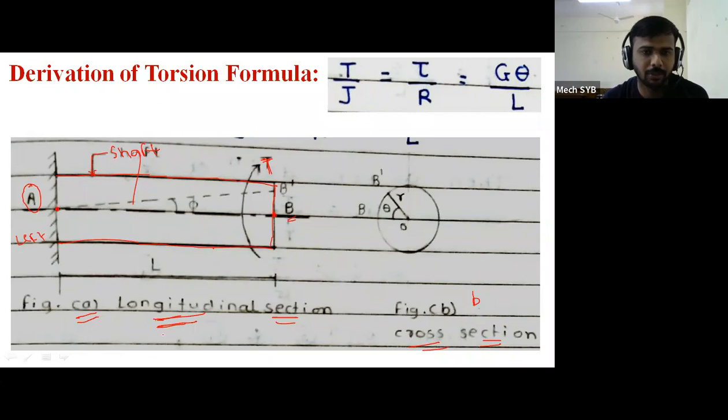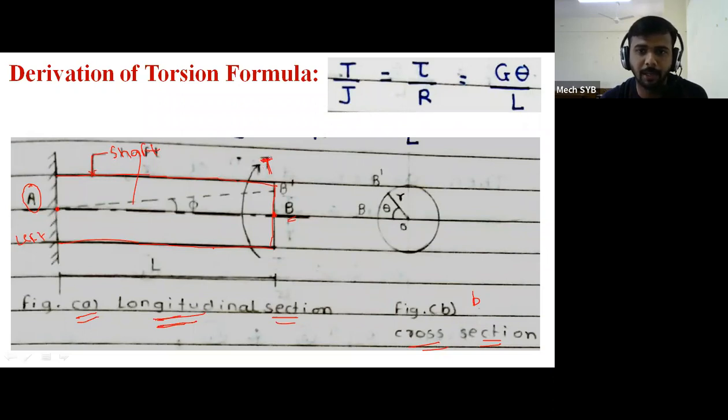Why have they mentioned the word longitudinal? Because here the axis of this shaft is totally visible. Longitudinal and linear mean along the axis. Therefore, the first figure is named the longitudinal section, and the second figure, figure B, is named the cross section.